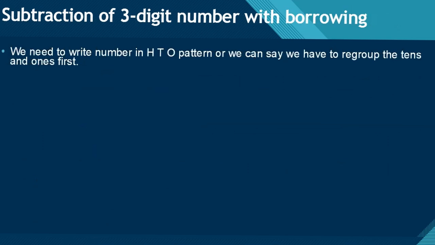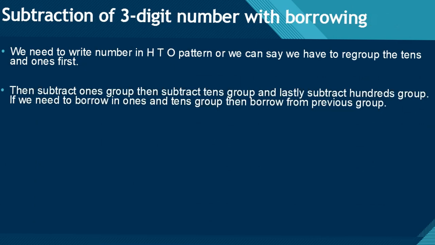First, HTO pattern. You have to write the number in HTO pattern, and then you have to subtract the ones group, then subtract the tens group, and lastly the hundreds group. If you need to borrow in the ones and tens group, then borrow from the previous group. Suppose if we need to borrow in the ones group, then we'll borrow from the tens group. If we need to borrow in the tens group, then we will borrow from the hundreds group. Always remember, you have to borrow from the higher group first, just the next higher group.